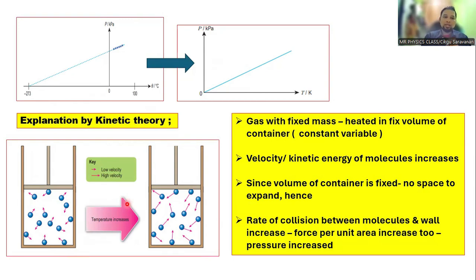So this is the explanation for the kinetic theory. Your answer should be based on heat energy causing the kinetic energy to increase, and it causes the velocity or the speed of the gas molecule movement to increase, and finally it will cause the rate of collision to increase. And all this will make the pressure increase. All right.